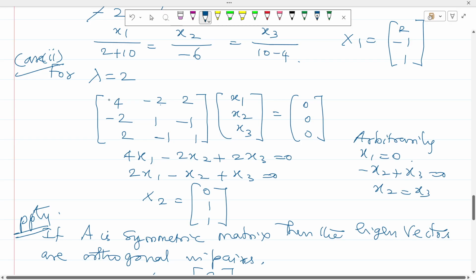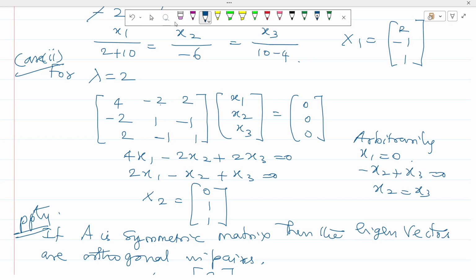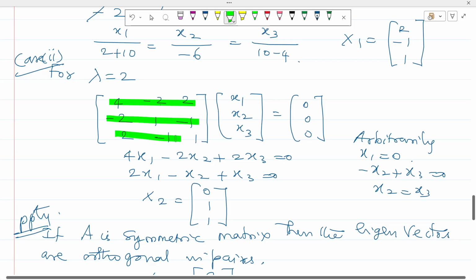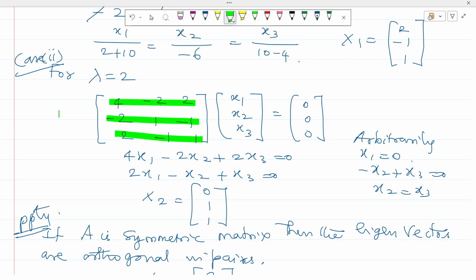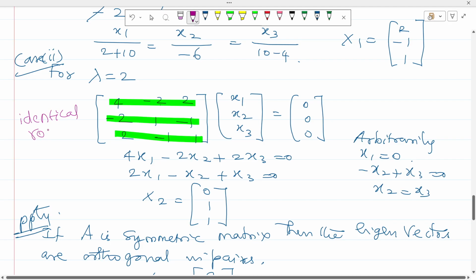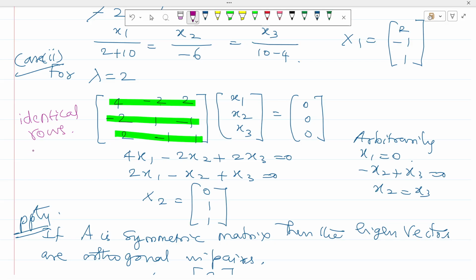But see this first row, second row, third row. In the first row itself, 2 minus 1 1, 2 minus 1 1, 2 minus 1 1, all are same. It is the identical rows. When it is identical rows, no need to consider all. You can take any one.